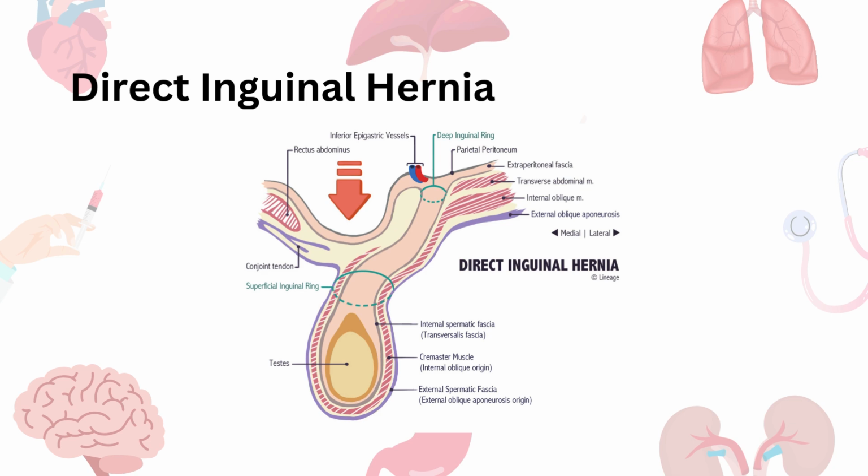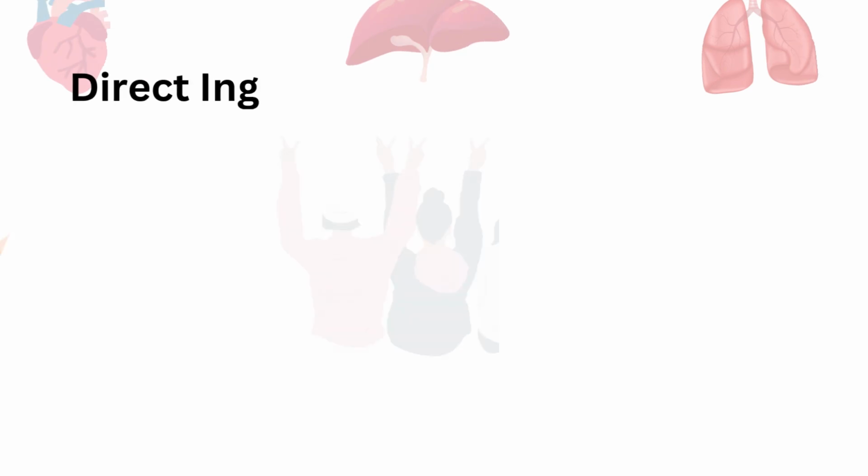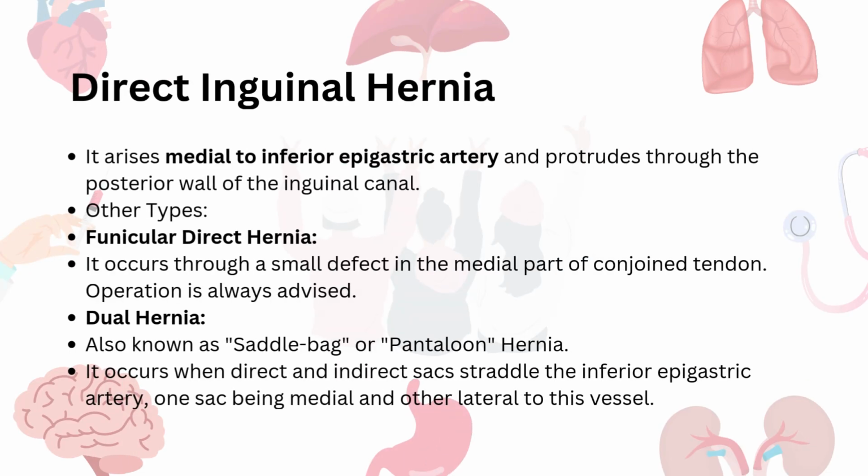It is always acquired, and always acquired why? Because there was no opening previously, and it has created its own opening there, and it is mostly common in the older men. It rarely strangulates due to its wide neck. It accounts for 35% of the inguinal hernias in men.